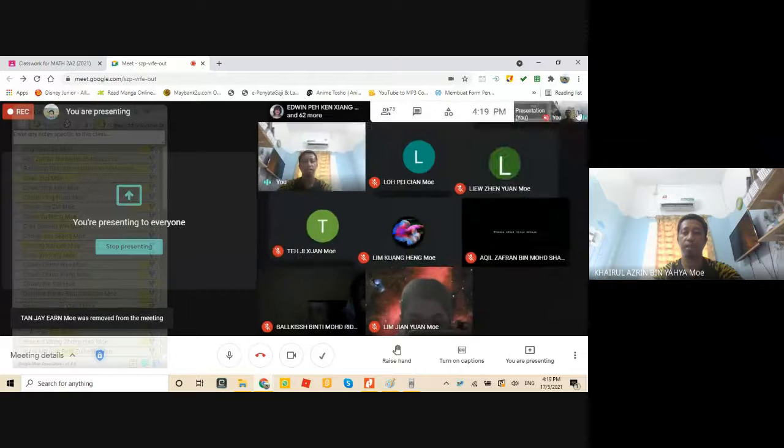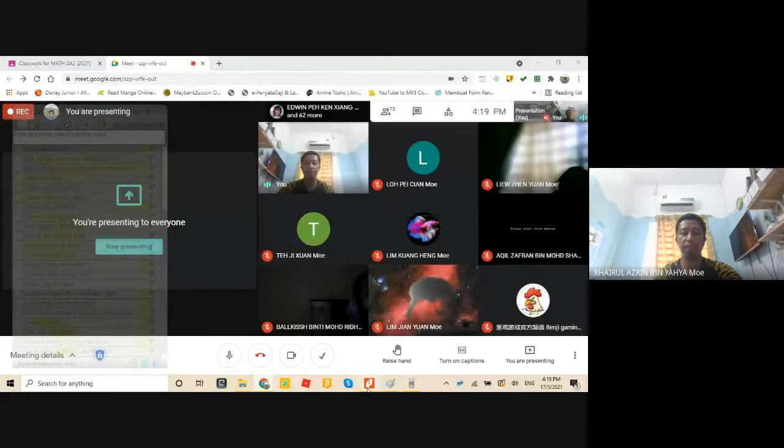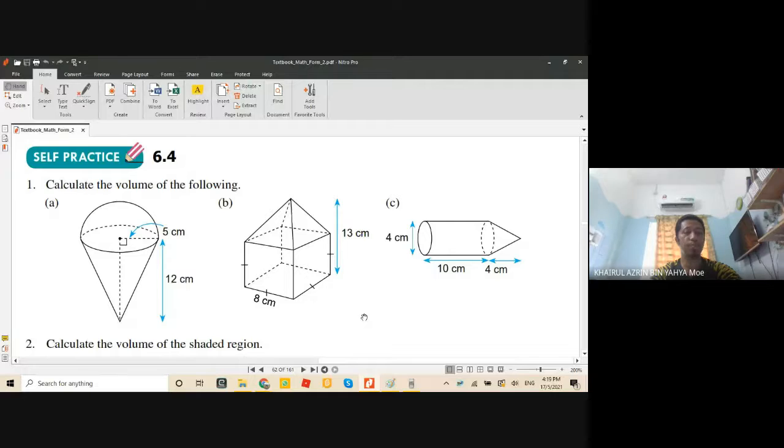Okay, hi everyone. So today we will continue our lesson with the volume of 3D geometrical shapes. Today I'll focus on exercises from the textbook, self-practice 6.4 on page 115. I'll try to answer 5 questions today. So I'll focus on question number 1, A, B, C, and then another 2 questions. But for question number 2, I'll do it in tomorrow's lesson.